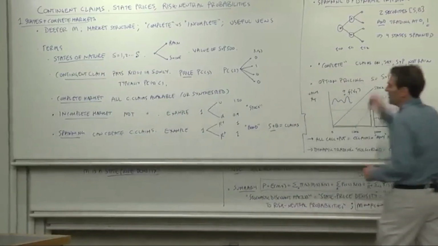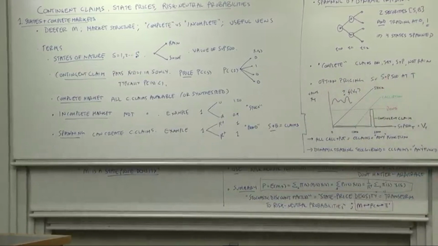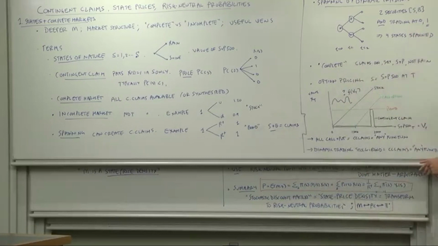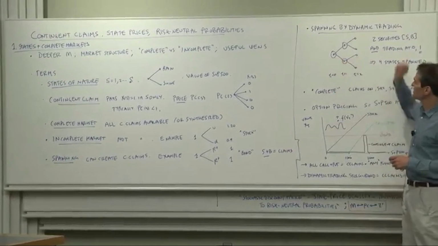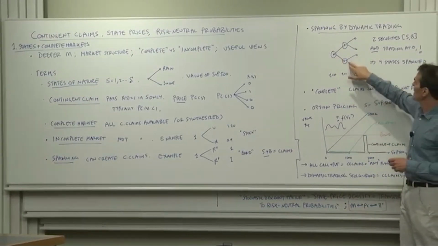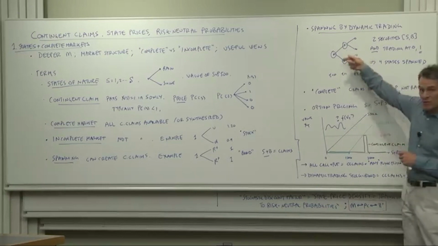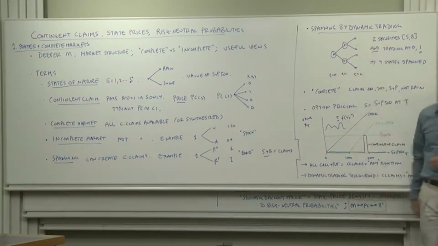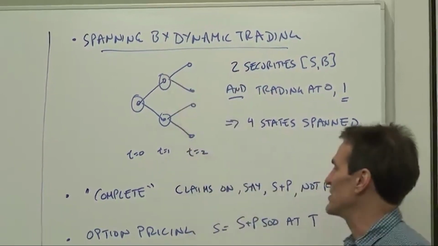Spanning can also happen not just by the number of securities equaling the number of states, where you can see obviously a sort of linear independence that you need, but you can have spanning by dynamic trading as well. So here's an example. Suppose that there are 2 steps, time 0, 1, and 2, and the investor can retrade at time 1. Then it turns out that if you have 2 securities, this stock and this bond, and you can retrade at time 1, then you can span all 4 states of nature, creating 4 contingent claims out of 2 securities and the opportunity to retrade them.